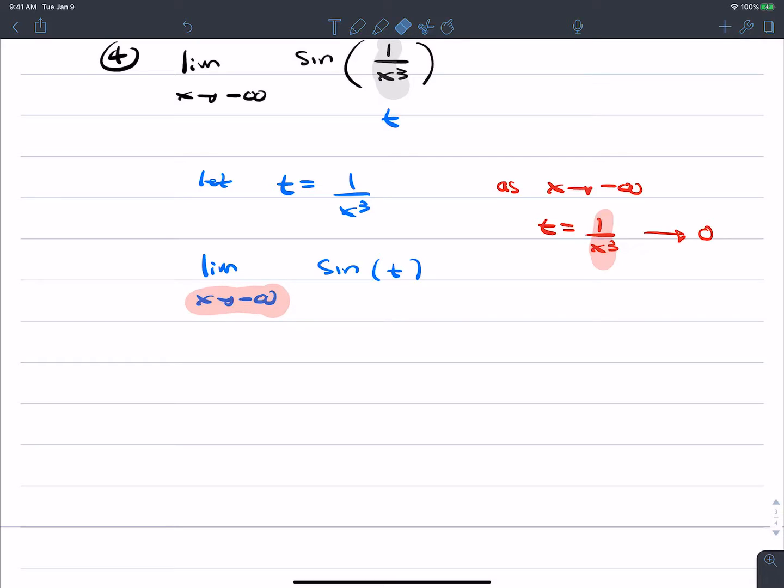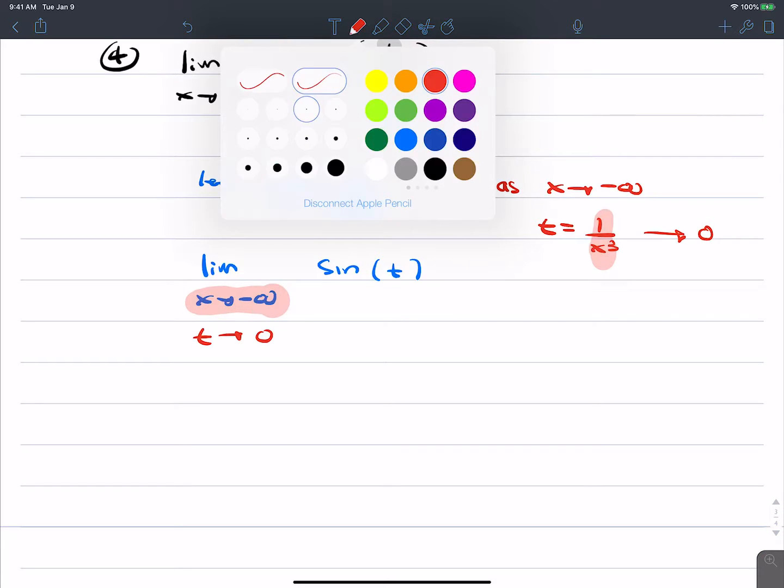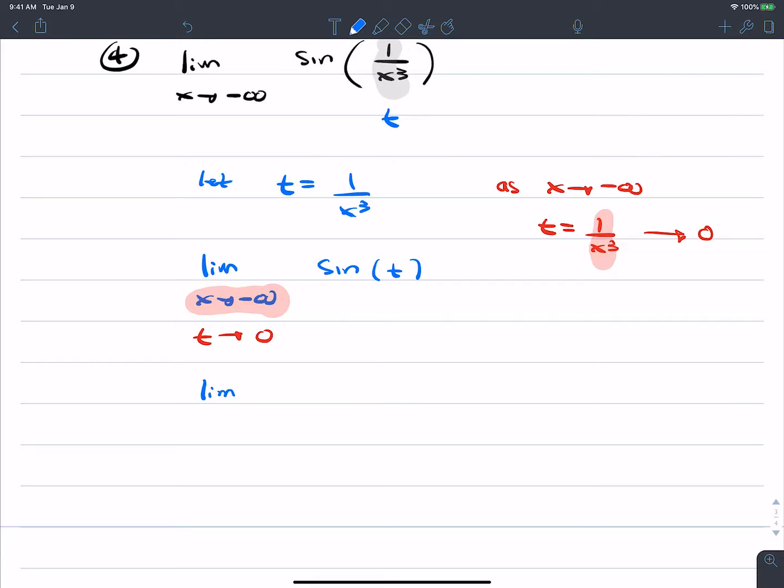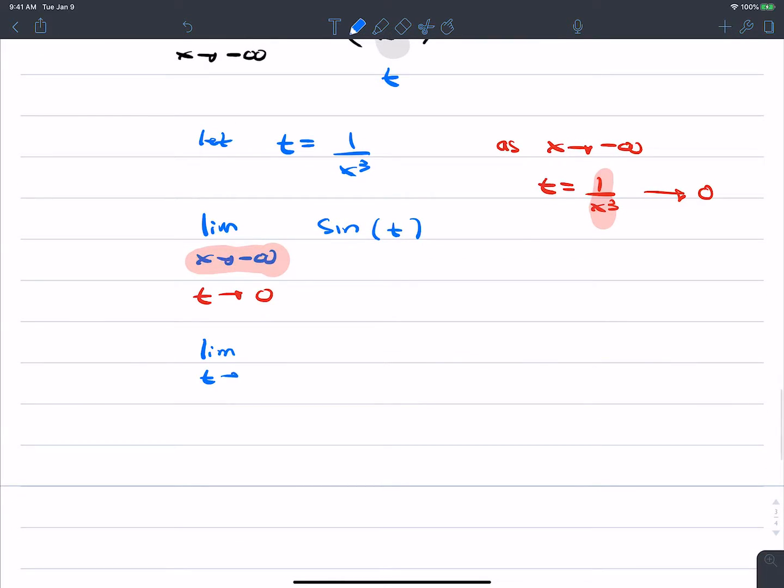So this is going to be now as t goes to 0. So you really have the limit now for t going to 0, sine t. Now, what's so nice about sine? Sine is continuous everywhere. It's a nice continuous function, and that means that for sine of 0, we can just plug in the 0 for the value for t. Direct substitution, and you guys know what sine of 0 is. That's 0. Good.